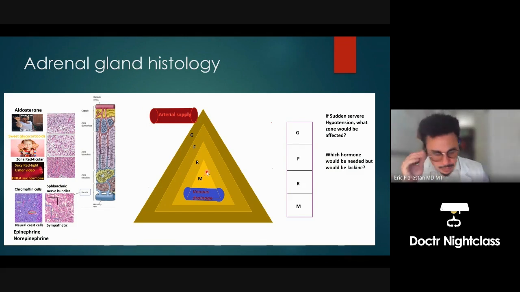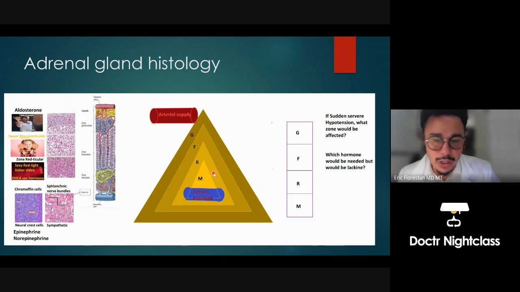Now, what if there is a shortage of blood? What if there's a sudden severe hypotension? A patient has a gunshot wound to the abdomen. The adrenal glands, it's going to panic. You know why? Because the adrenal gland does not get its own direct blood supply. It borrows from everyone else.